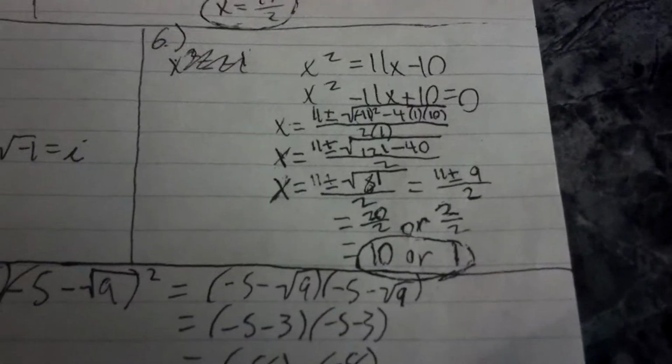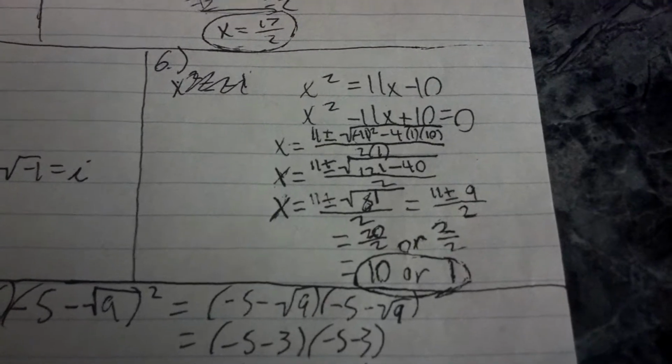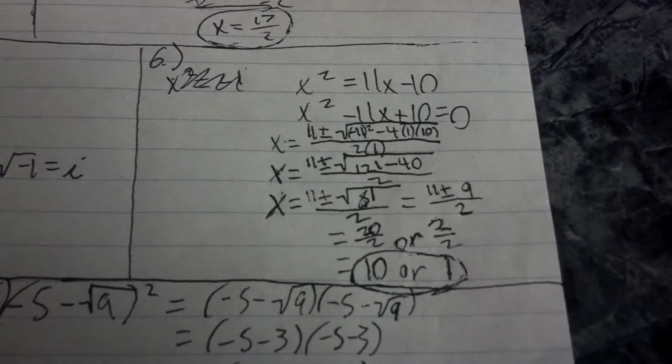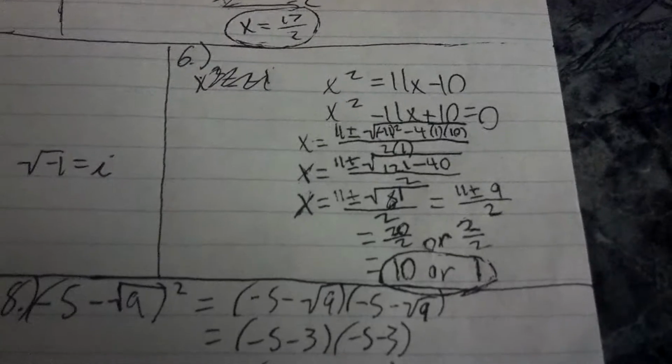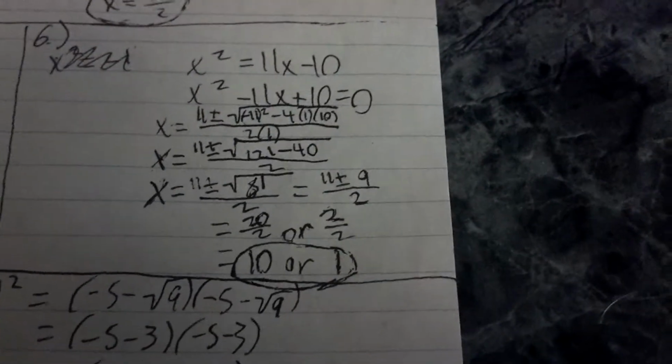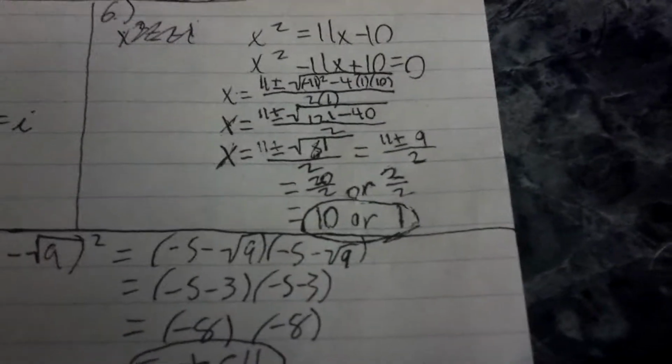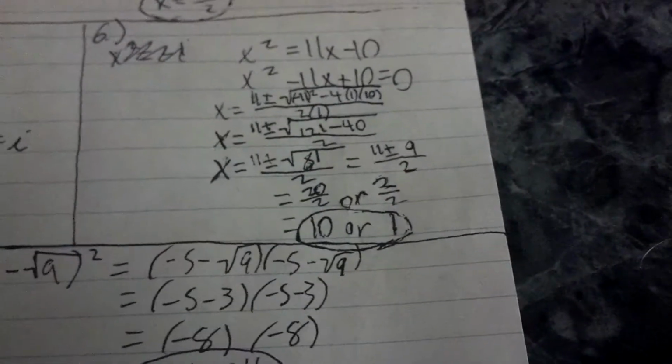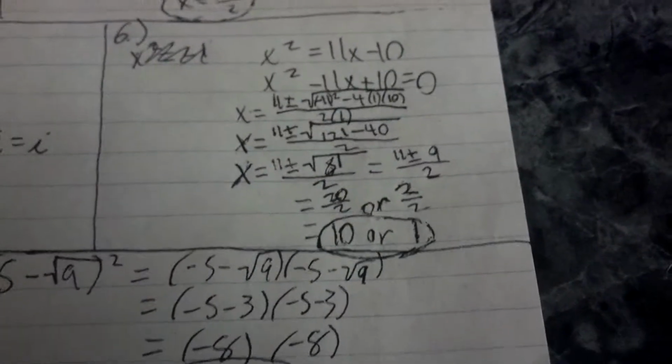And after you go through the steps, it gives you x equals 11 plus or minus the square root of 81 over 2. The square root of 81 can be simplified to 9. So it gives you x equals 11 plus or minus 9 over 2, and that gives you 20 over 2 or 2 over 2, which is simplified to 10 or 1. So, that one's a lot of steps, but in the end, not too hard.